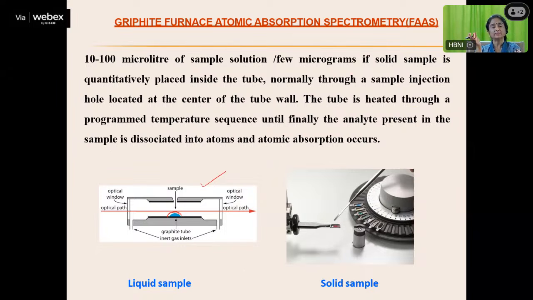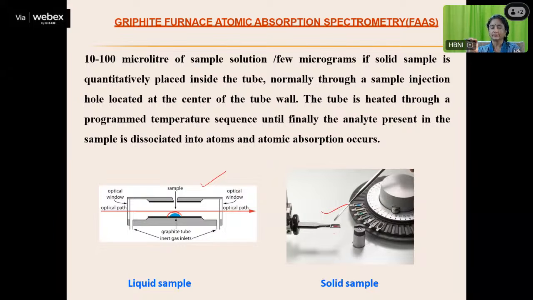How much sample is required here? Unlike flame AAS, where a minimum of 5 ml of sample is required for one element, here you need only 10 to 100 microliters of sample solution. If it is solid sampling, then you can even take a few micrograms of solid sample. There are small boats to take microgram quantities of samples. So a few micrograms of solid samples can be taken and quantitatively placed inside the tube.